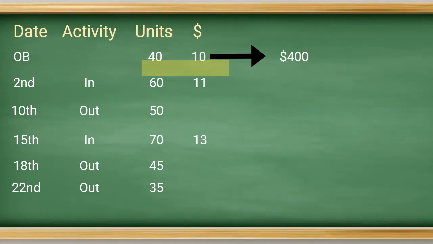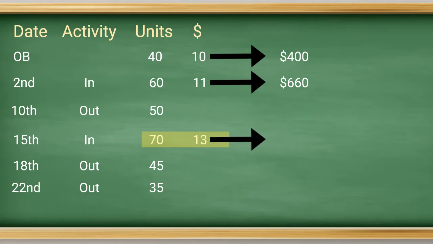Then I know that all of the inventory from the second was used, so that's 60 units at $11, or $660. Lastly, I know that there are 40 units left of the purchase from the 15th, so we utilized 30 of those units at $13 each, which equals $390. You add those 3 up and you get the cost of goods sold of $1,450.